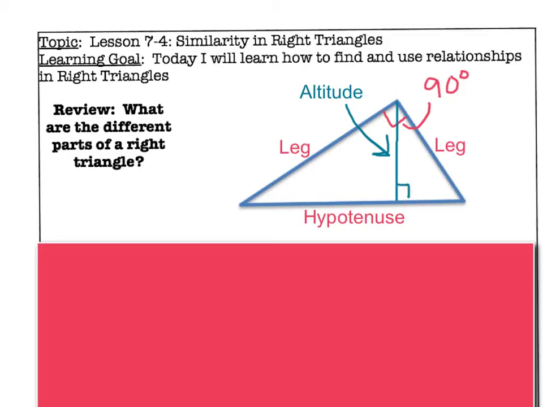So again, just to recap, we always have a 90-degree angle in a right triangle. The side opposite the 90 degrees is called the hypotenuse. The other two sides are called the legs. And then additionally, we added in this extra element, this line here, which is called the altitude.